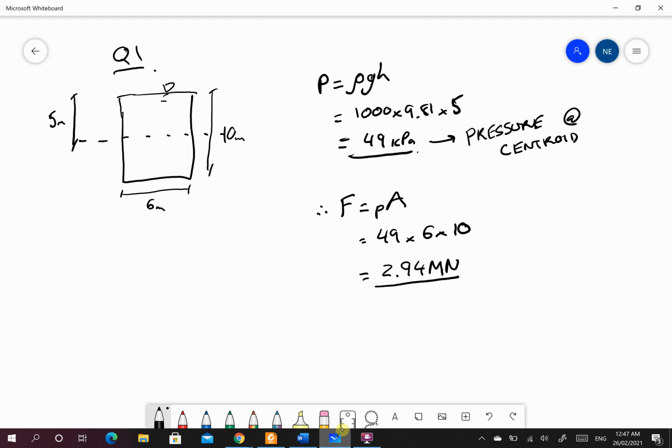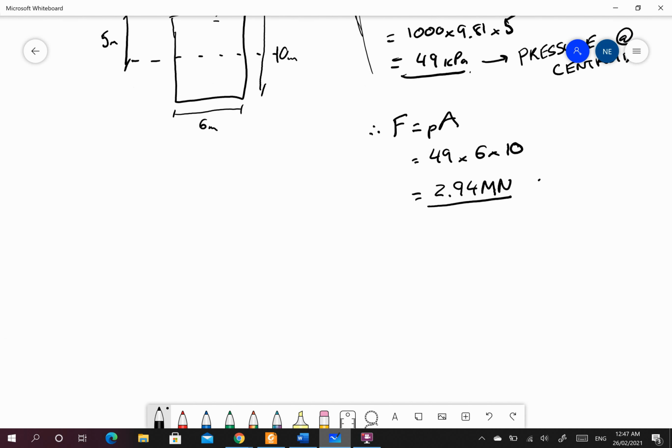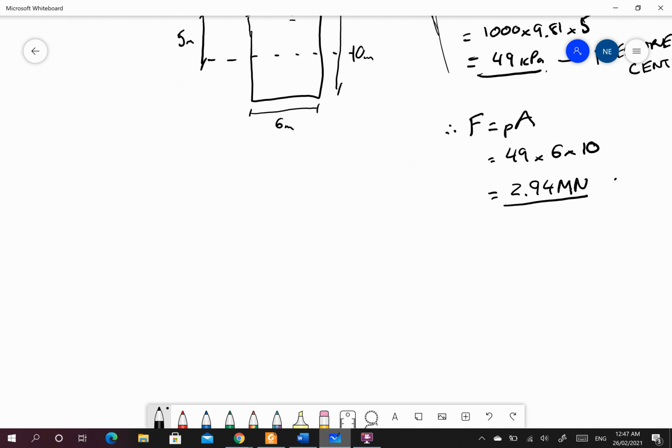Alright, so remember we get the average pressure at the centroid, we can calculate the force. Go through your notes and this will be seen in there. So now we've calculated the force, I need to calculate where this is sitting, so I'm calculating my Y bar.